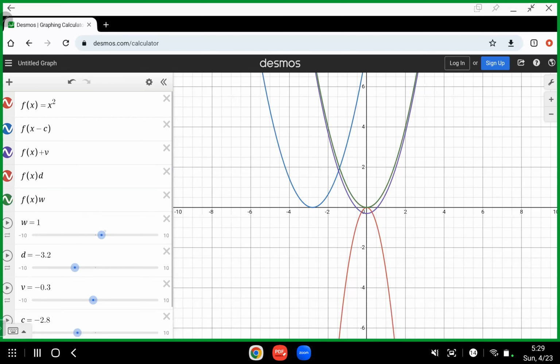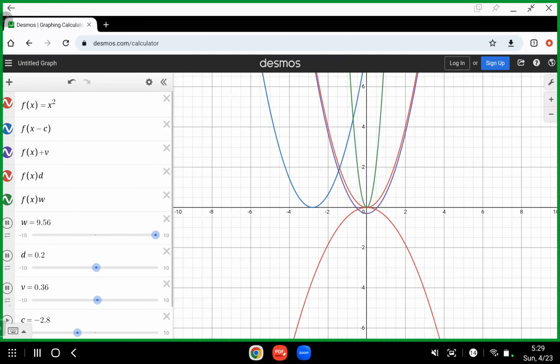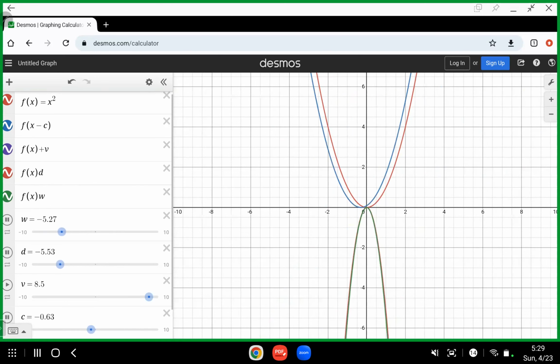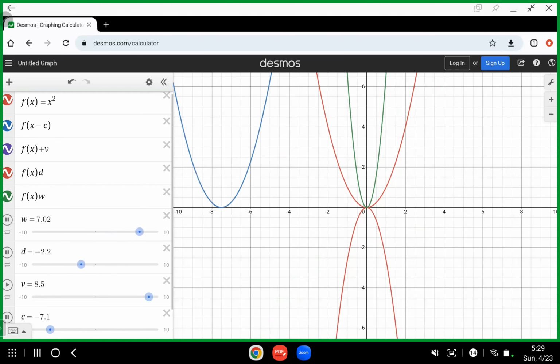So you have this one, right? When it's greater than 1, you can see it actually makes it skinny like this. But when it's a fraction, as it gets closer to 0, it actually widens it like this. And of course, when it goes negative, it follows a similar trend. You can see all of these transformations here.